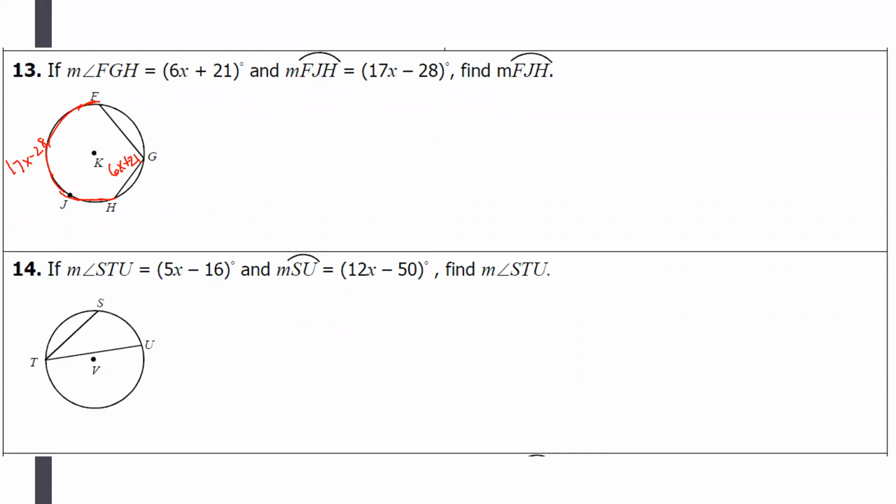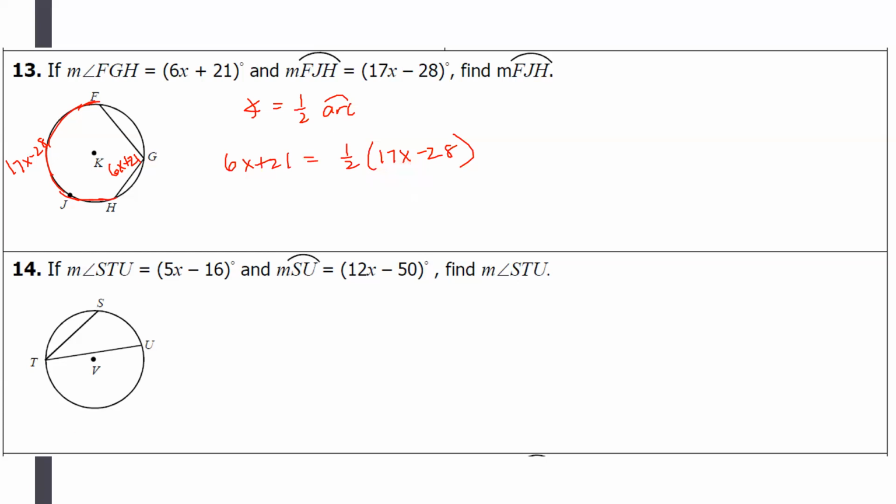So looking at the information now that it's in the picture tells me that I have the angle and I have the arc inside of it. So we can say, oh, the angle is half of the arc inside of it. The angle is 6x plus 21, and the arc inside of it is 17x minus 28. Now this one, I don't want to distribute that 1/2, because when I do, I'm going to take half of 17, which is going to give me a decimal. And I just don't want to deal with that decimal.